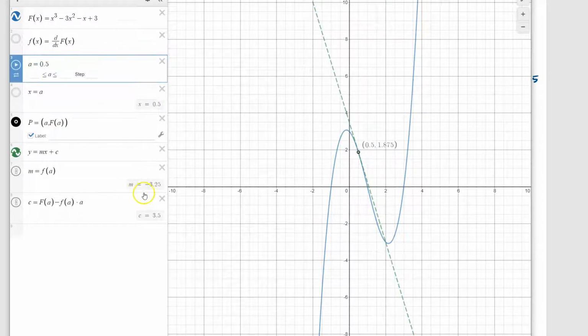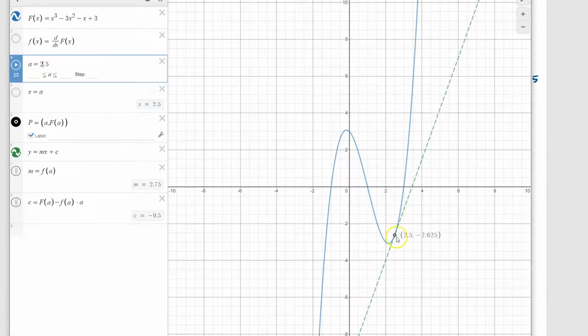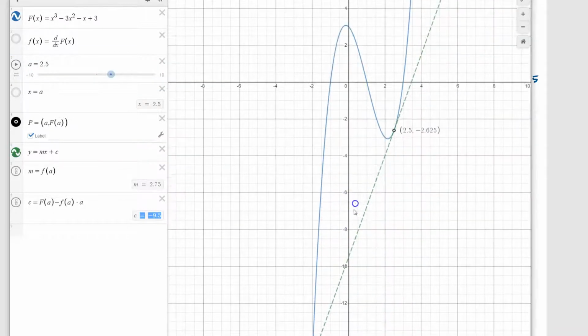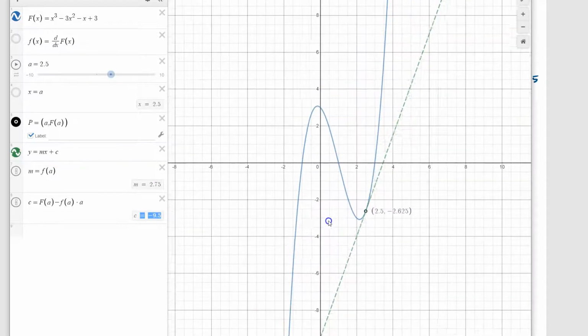The gradient is indeed negative 3.25 and the y-intercept is 3.5. And finally for 2.5, we're down here. So again, we're getting a positive gradient of 2.75 once more. It's got a y-intercept of negative 9.5. So the y-intercept is all the way down here at negative 9.5.